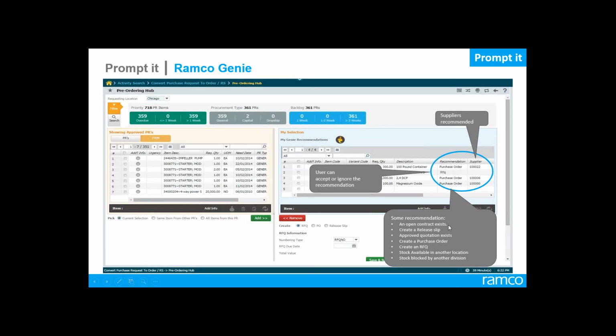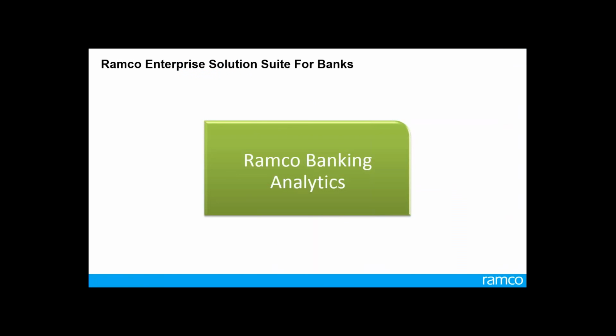Typical recommendations would be to open a contract, to create a release slip, to create a purchase order, to create an RFQ, etc. So everything is defaulted, including the supplier, the address, the quantity, the price, based on the previous latest information, so that you can act on it with a single click.